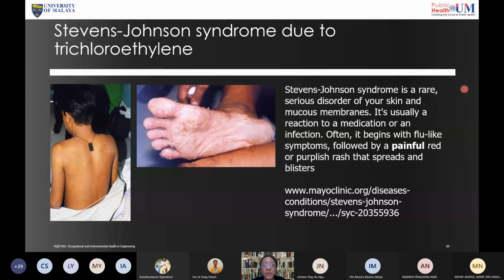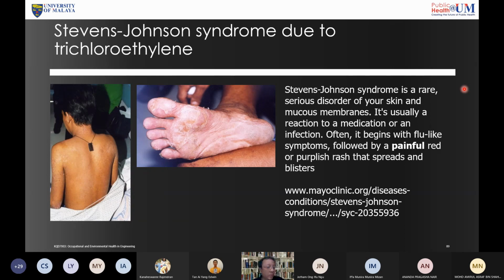Another issue with chemicals is that sometimes they cause Stevens-Johnson syndrome, due to trichloroethylene. Stevens-Johnson syndrome can be due to chemicals or due to drugs. It's a rare and serious disorder of your skin and mucous membrane, usually a reaction to medication or an infection. Often it begins with flu-like symptoms followed by a painful red, purplish rash that spreads and blisters. Some chemicals can cause Stevens-Johnson-like syndrome, which is very dangerous.